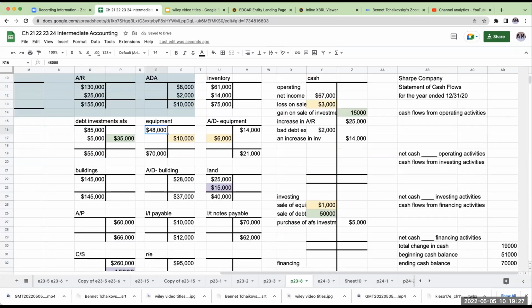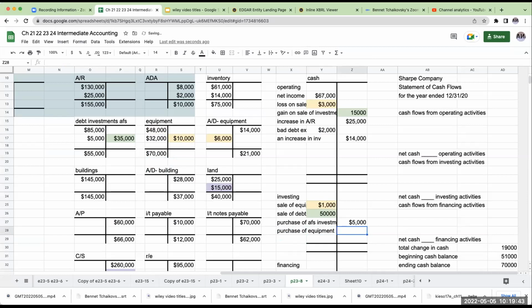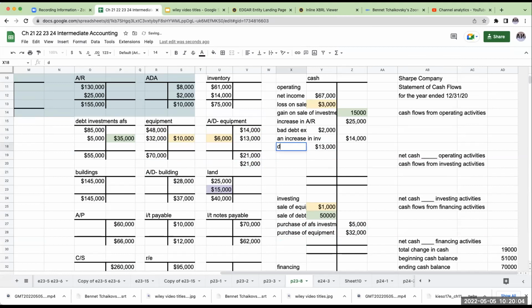Equipment, I had 48, I sold 10, got to 70. So this is going to be 32,000, or 48 plus 32 minus 10 is 70. So this over here is going to be a purchase of equipment for 32. Accumulated depreciation on equipment, 14 minus 6 is 8 compared to 21. So this is going to be 13,000. So 14 plus 13 minus 6. I do the opposite to cash. And so this is going to be depreciation expense.